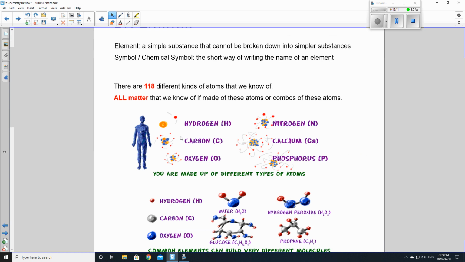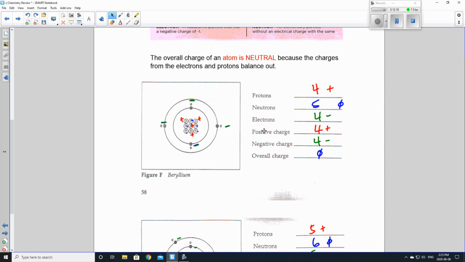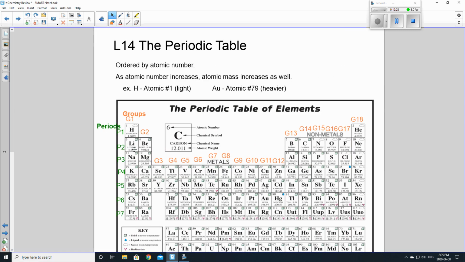Let's take a look over here. If we were to look up beryllium, beryllium has number 4. It has 4 protons and 4 electrons. Beryllium is right over here. So atomic number 1 literally means that it has one proton and one electron. Atomic number 4, beryllium, means it has 4 protons and 4 electrons. Atomic number 79 over here is gold. It means it has 79 protons, 79 electrons, so it's a much heavier atom. That's the idea here. As the atomic number increases, the atomic mass increases as well.